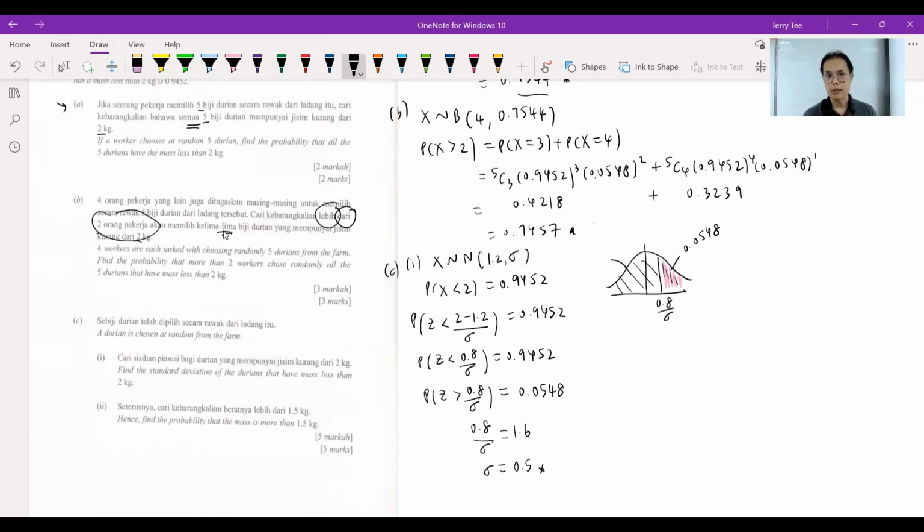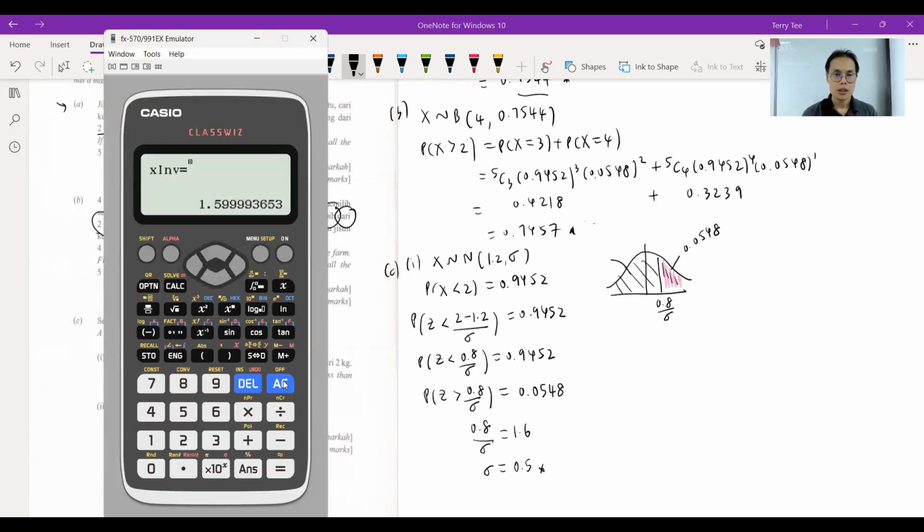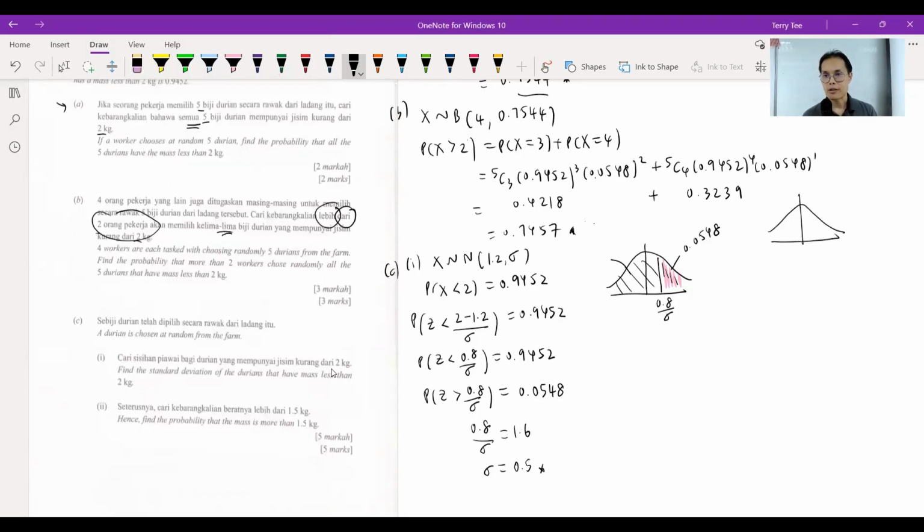Now, if you don't want to do that, let's say you want to use the right-hand side, your area, you have to key in 0.0548, right? Equals. Now here we get the negative. We just have to drop the negative, because your mathematical table is based on the right-hand side, while your calculator is on the left-hand side. So if you read 0.0548 here, naturally it gives us a negative 1.6. So we just drop the negative, because this is on the right-hand side. All right, so your sigma is 0.5.